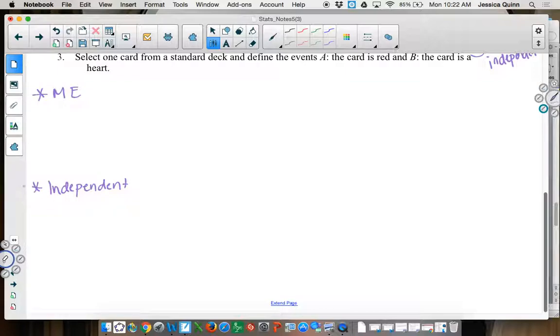Wait, doesn't it have to happen? Why? It's neither. Oh wait, no. Not all red are hearts. There's 13 in each suit. Is it independent though? Probability of the card being red. Let's check. Let's do our math. Oh wait, it's 13 out of 52. So given that the card is red. Given what?